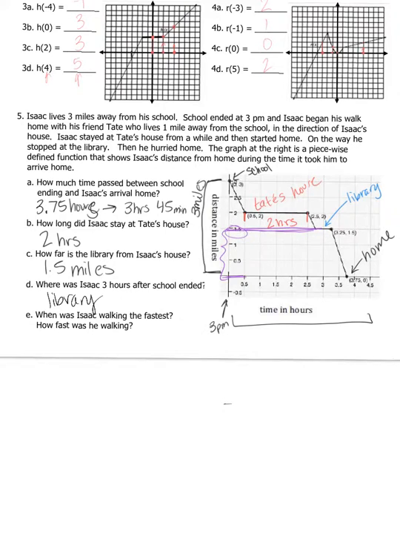And then last but not least, when was Isaac walking the fastest? This question is asking you about slope. Where is the steepest slope, or when did he cover the most amount of distance in the least amount of time? So the steepest slope. If you look, I think the steepest slope is actually right here on his walk home. Maybe he realized he needed to be home soon, so he walked extra fast. Okay, you can calculate each of these individual slopes, but I think it's on his way home from the library.